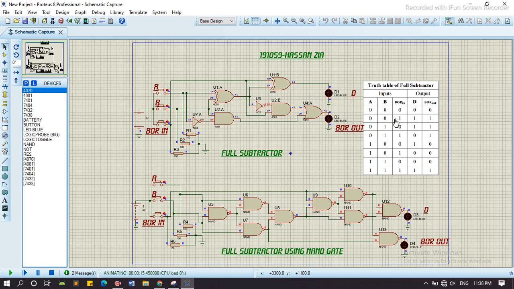When borrow in is equal to 1, here borrow in is equal to 1, then the difference and borrow out are both 1 1. Similarly, when B is equal to 1, here B is equal to 1, here also B is equal to 1, then again borrow out and difference are 1 1. Then we go to the next stage. Here B and borrow in are equal to 1 1.